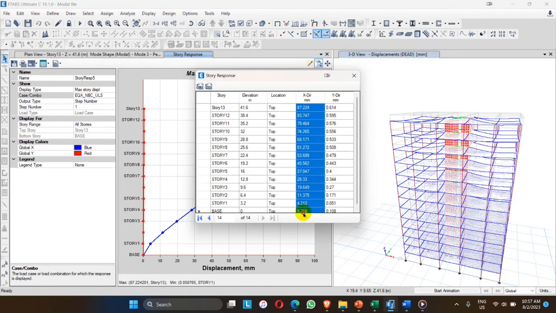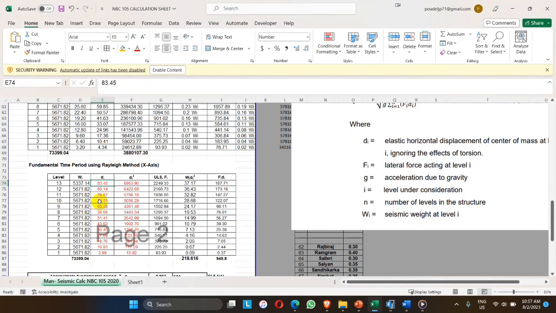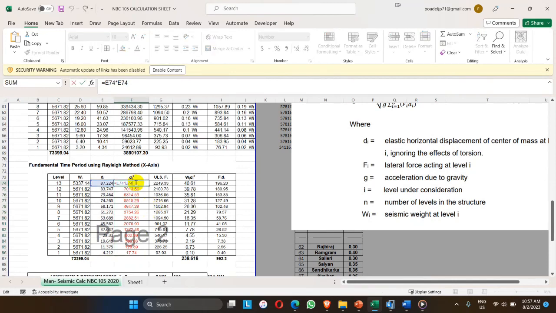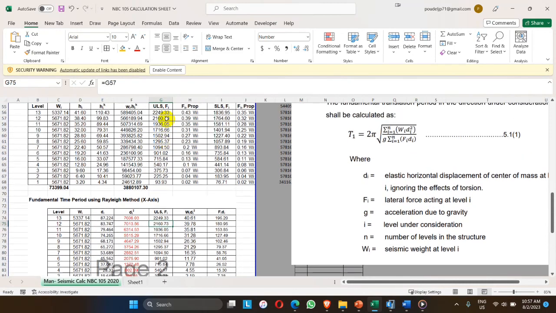Then these are the story displacements. So let me copy this here and paste here. Please be reminded that these are in millimeters, and we have to convert into meters. So di square, and this is the force which is mentioned here, same as there. And Wi di square uses Wi, which is in kilonewton. Di square means the square of di, so this value has to be converted into meter square.